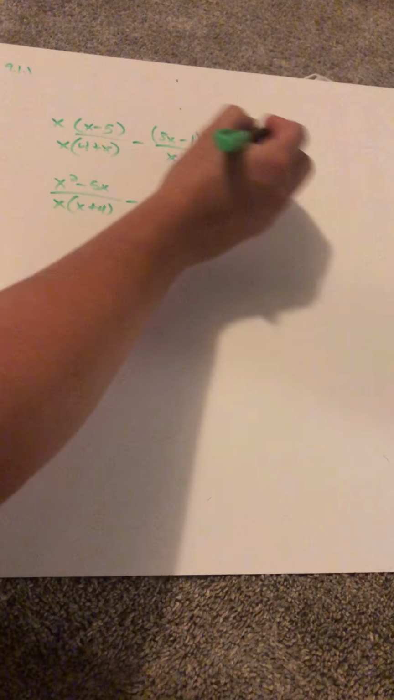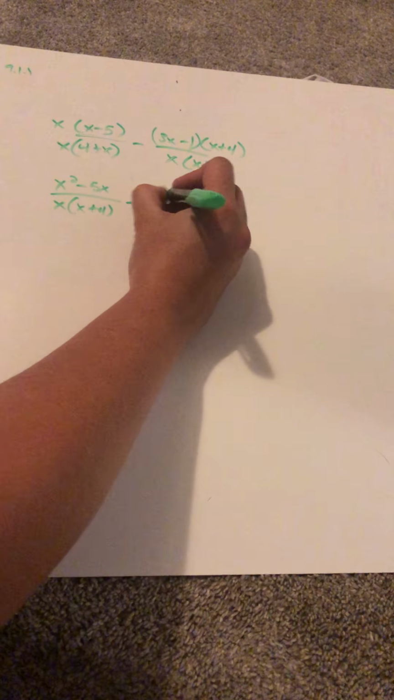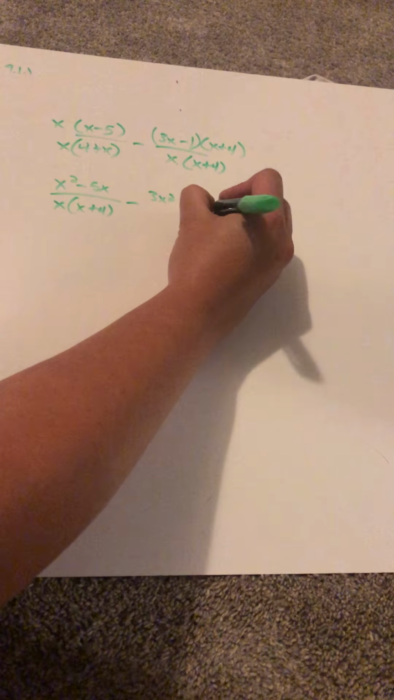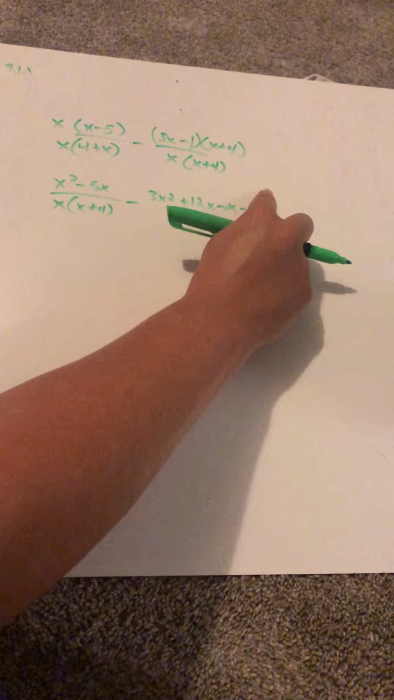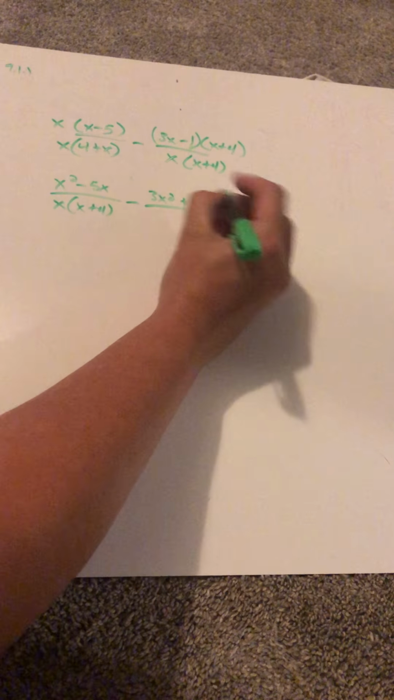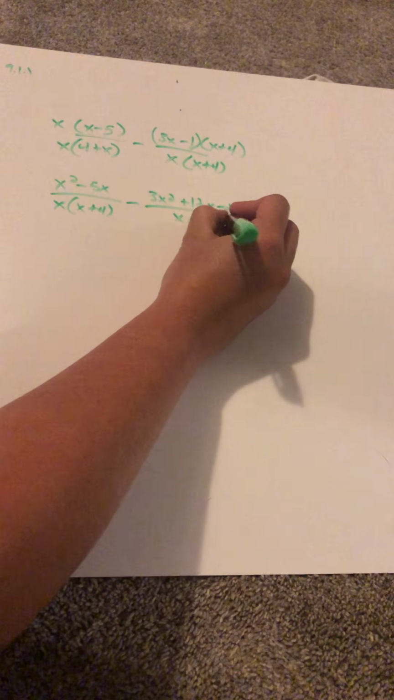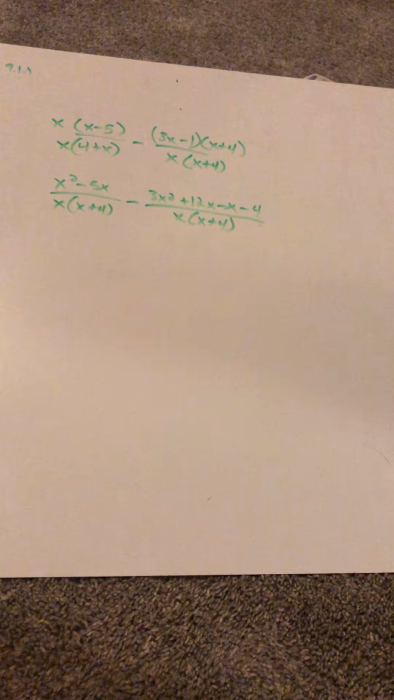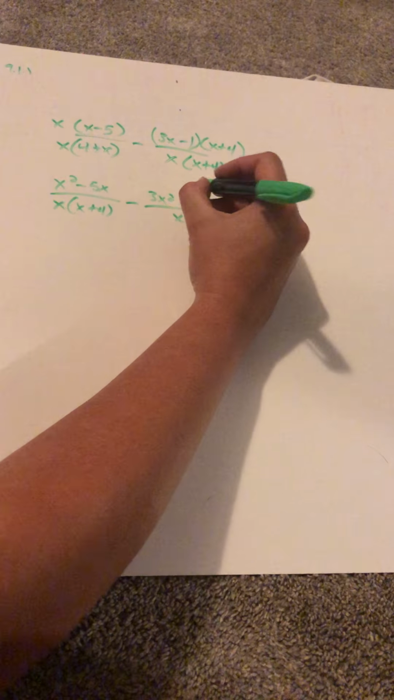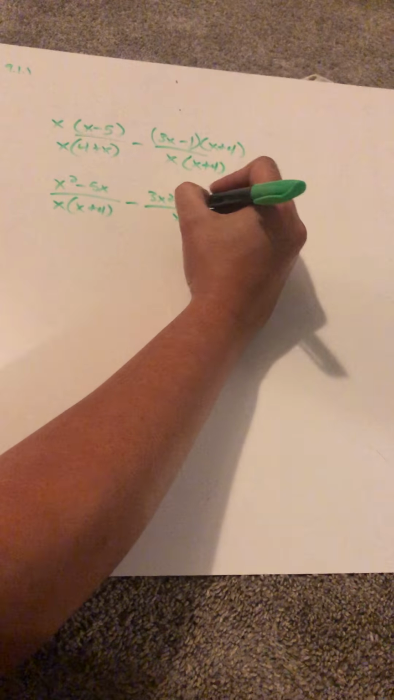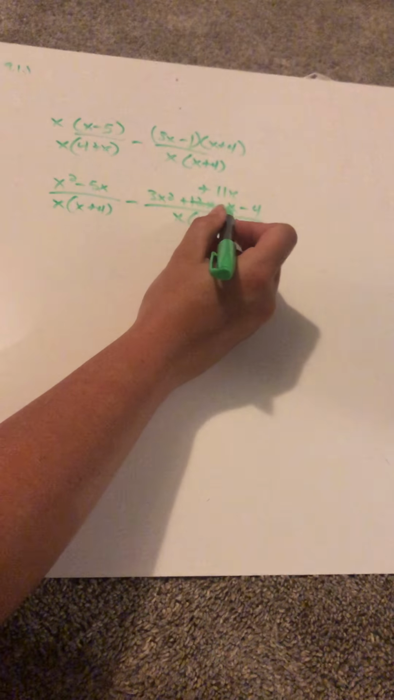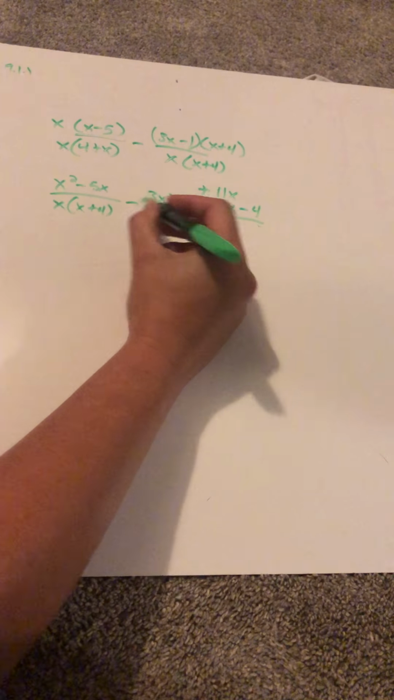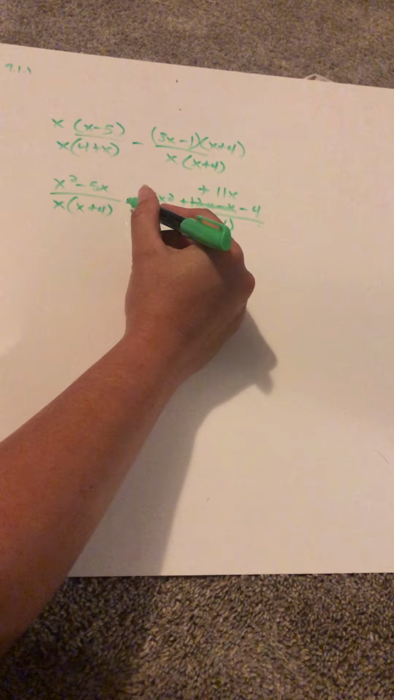And then minus, I'm going to multiply this out as well. So 3x squared plus 12x minus x minus 4. That's just foiling out the top there, over x times x plus 4. Then make sure here that you distribute that negative. So this is going to become plus 11x, because plus 12 minus 1. And then distribute that negative, so all of these are going to change sign.